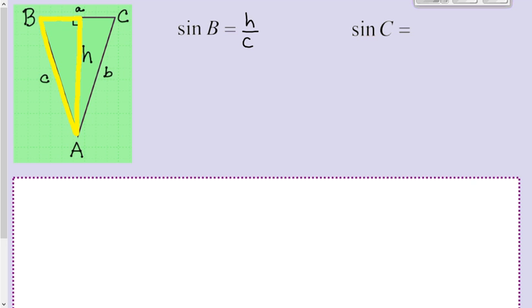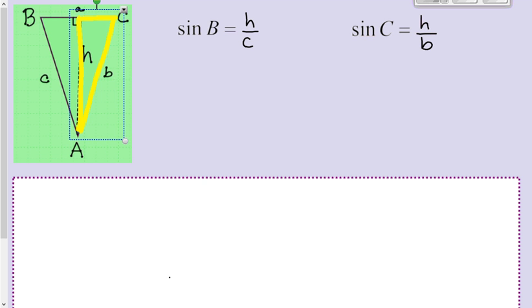What I'm going to do next is use the right triangle on the other side of our acute triangle. So I'm going to use this one. And because it's a right triangle, I can also use sine, cosine, and tangent relationships. And if I'm interested in the sine of angle C, then its opposite over hypotenuse will be h over b. So notice that I've created two equations that both involve h, and then they involve other sides and angles of the triangle.